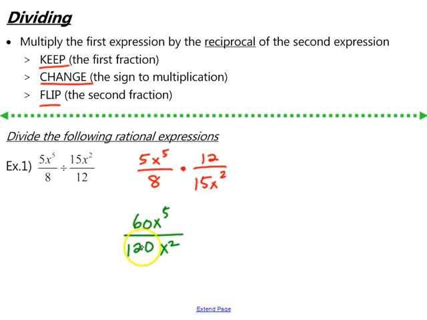Now we can go ahead and simplify. 60 over 120, that's really 1 over 2. X to the 5th over x squared. So remember, the bases are the same, and since we're dividing, we're going to subtract those exponents and put it where the bigger exponent is. So 5 minus 2 is 3, so we have x cubed. And just for notation wise, we don't want to put that 1 as a coefficient in front of x. So your final answer will be x cubed over 2.